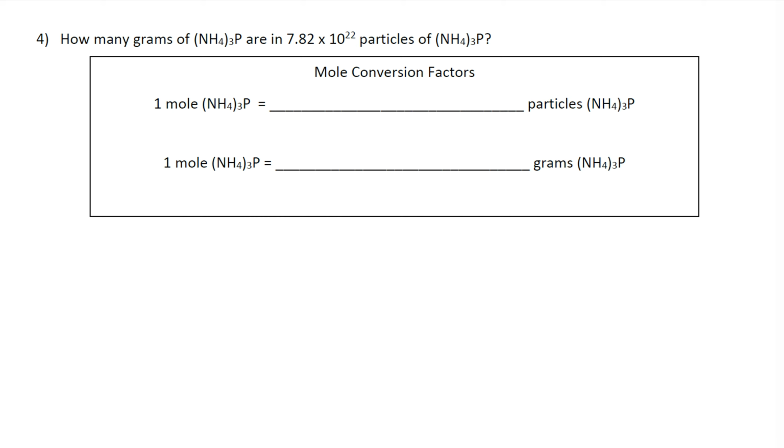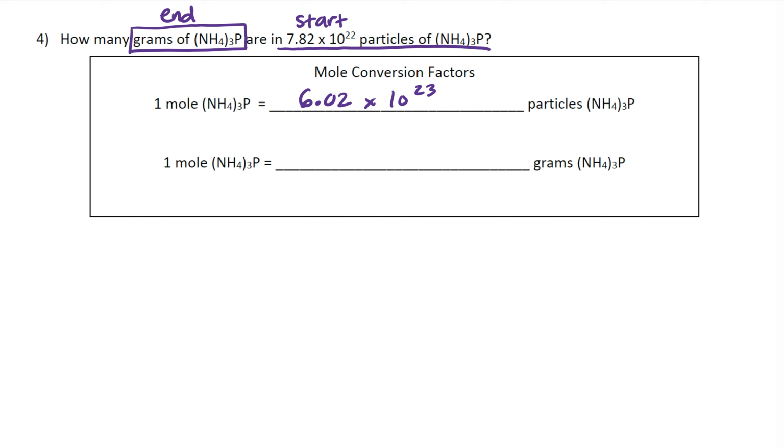All right, check for your understanding. You are solving for grams of ammonium phosphide. That's your end. And you're given a starting quantity of 7.82 times 10 to the 22nd particles of ammonium phosphide. For your mole conversion factors, you should have written down 1 mole of ammonium phosphide is equal to 6.02 times 10 to the 23rd particles of ammonium phosphide.